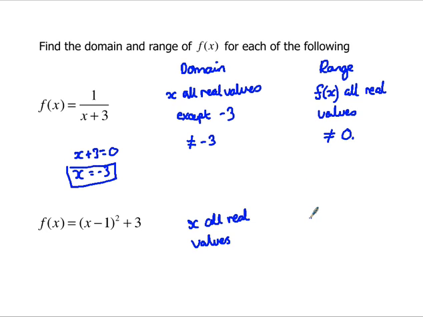So here we'll say that f of x is always going to be bigger than or equal to 3, and we need the 'or equal to' because obviously if this had a value of 0, then we would still have exactly 3. So f of x could be anything bigger than or equal to 3.